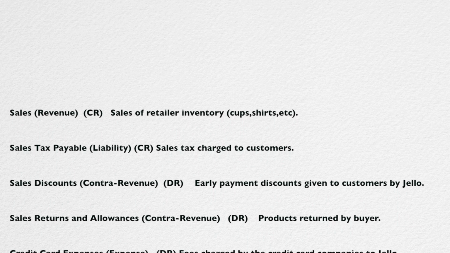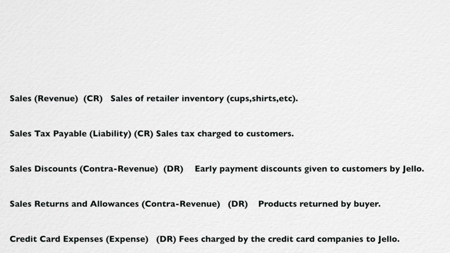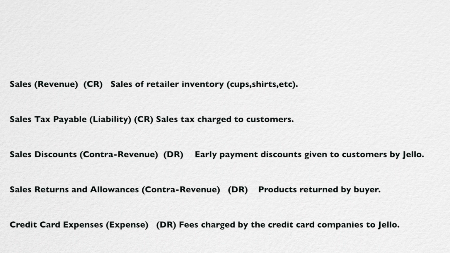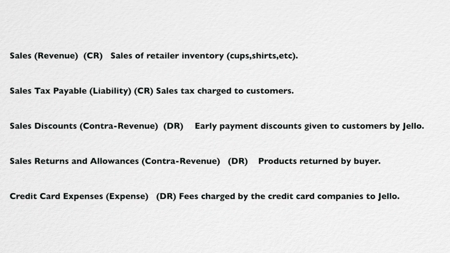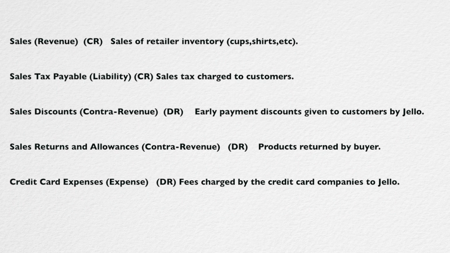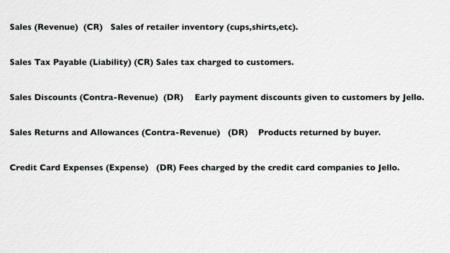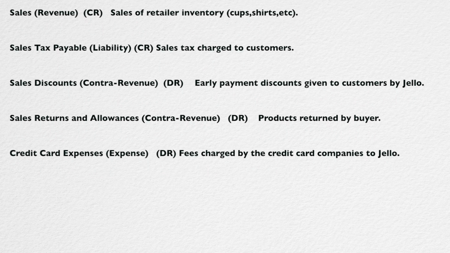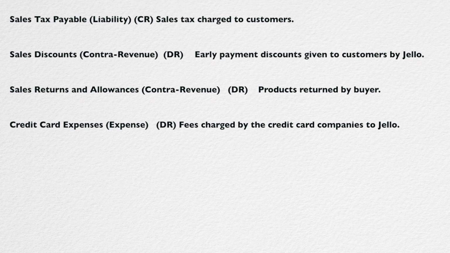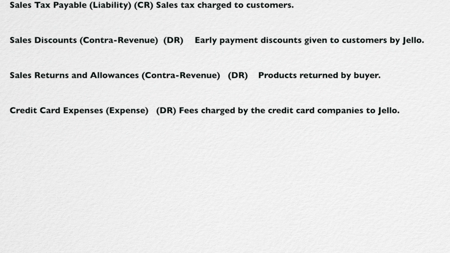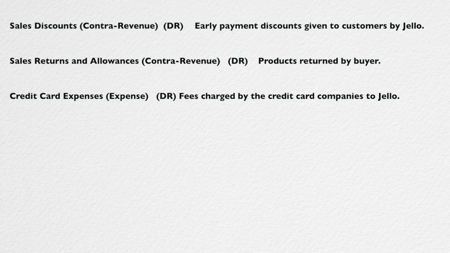Sales discounts. This is called a contra revenue account, and we will cover those more later, specifically on what a contra revenue account is. Sales returns and allowances is another contra revenue account. It normally has a debit balance, and it's products that are returned by the buyers on the Jello's books, such as somebody didn't like that coffee mug, maybe there's a chip, or maybe Jello, you just shouldn't buy pink shirts, only your husband loves pink shirts.